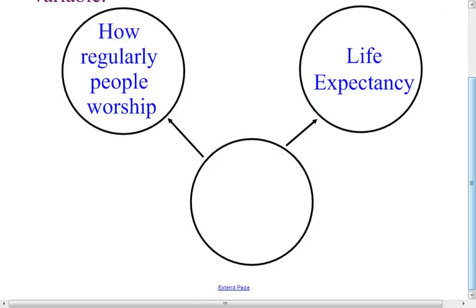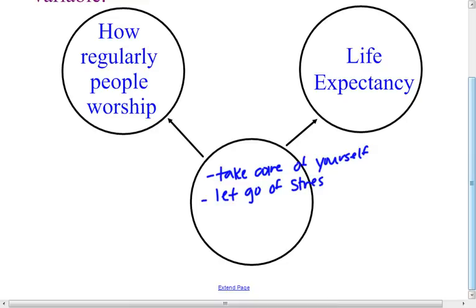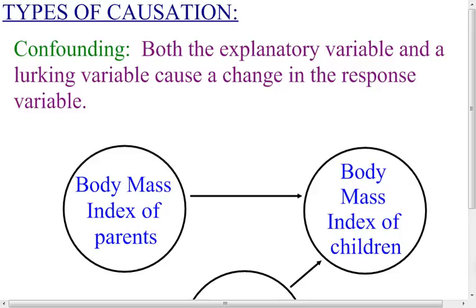If you worship regularly, that means you probably do things like you take care of yourself. You let go of your stresses. Typically, if you worship regularly, you do that with other people, and so you probably have some relationships that keep you energized and fed and feeling good and all that stuff, and that increases your life expectancy. You laugh with other people, you talk with other people, all that good stuff. When you worship regularly, all of those things affect your life expectancy. Okay, so that's just an example of that one.